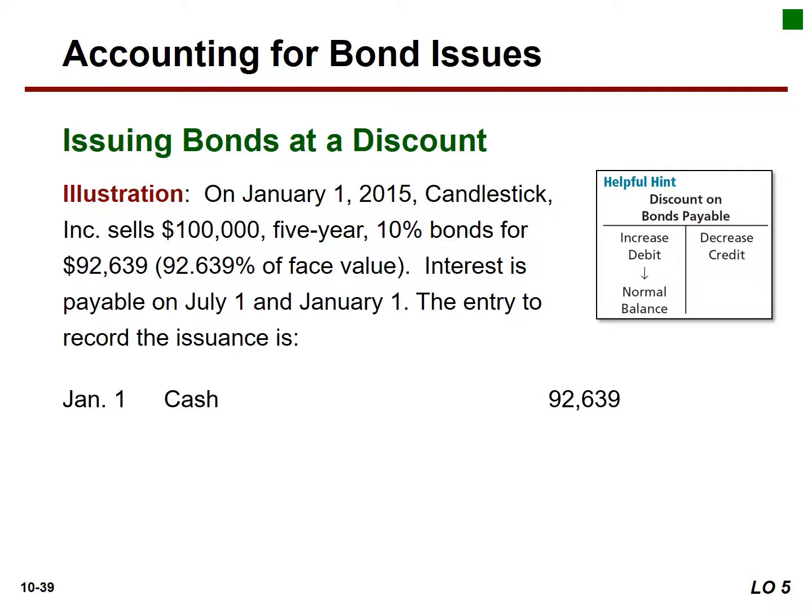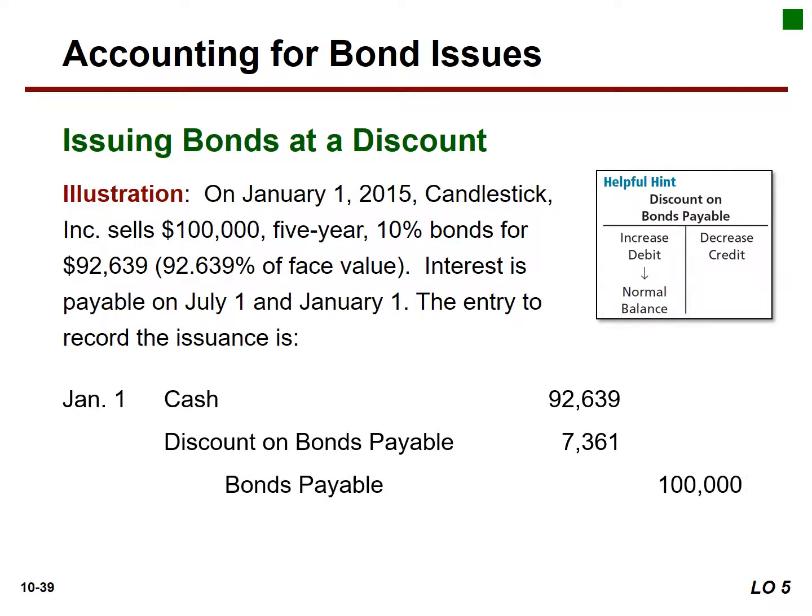We're going to debit cash for the $92,639 that we're receiving because, again, we're selling these at a discount. We're going to debit a contra liability account called discount on bonds payable of $7,361, and we're going to credit bonds payable for the face value of the bonds.